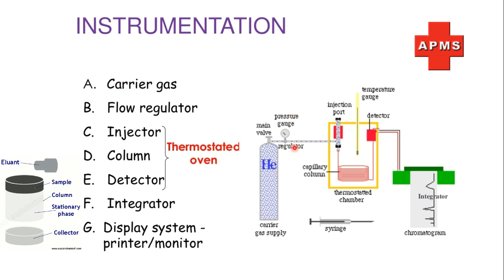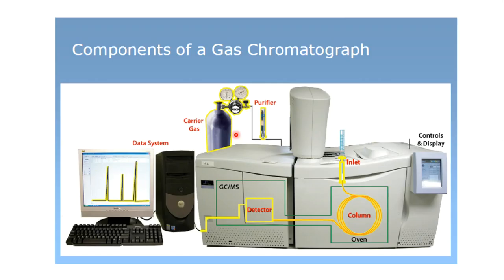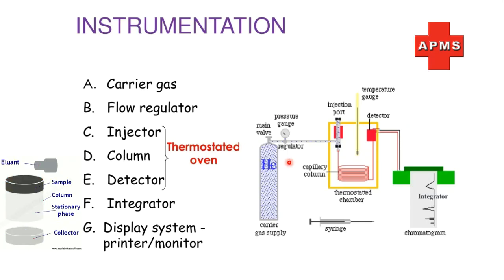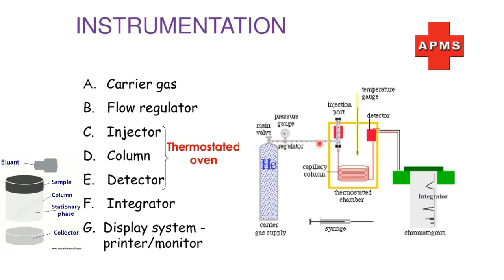Again this instrumentation is shown, with another flow chart, a schematic diagram. This is a gas cylinder which contains a carrier gas. Here helium is shown. This is the regulator or pressure gauge, which controls the pressure or flow of gas. We can make the flow of gas faster or slower here.